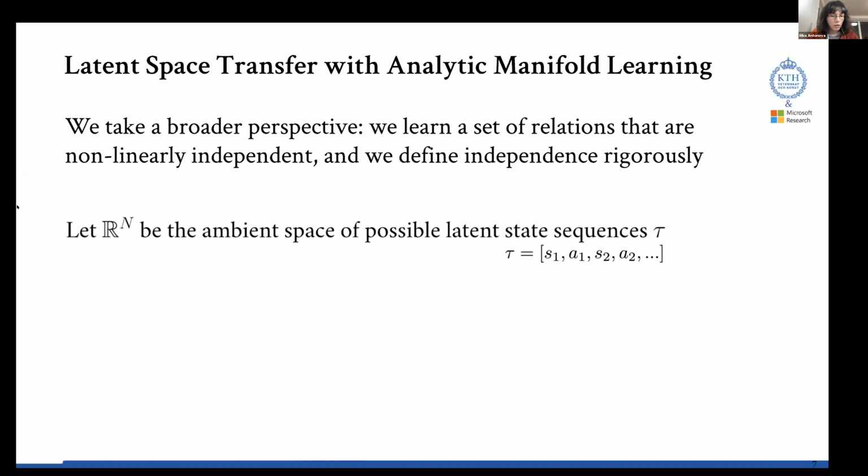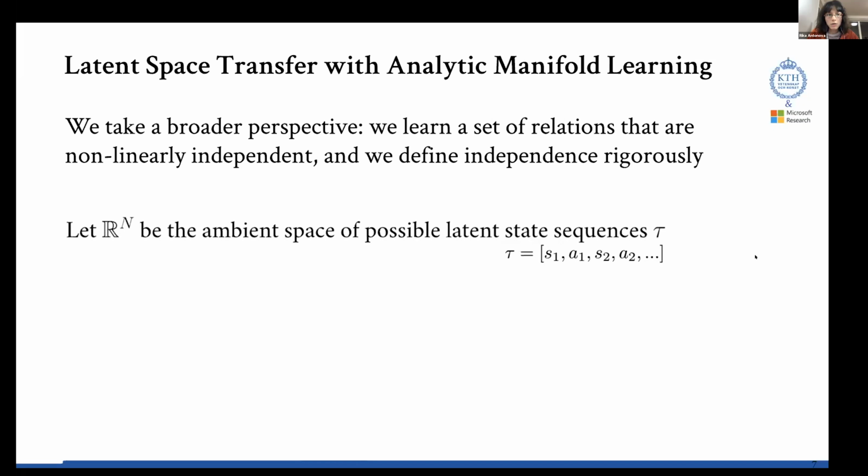So let's look at the mathematical setup for this. We start with the ambient space R^n, the space of all possible latent state sequences. This tau I will denote as short for the latent state sequence, and this is composed of state, action, next state, next action, and so on.